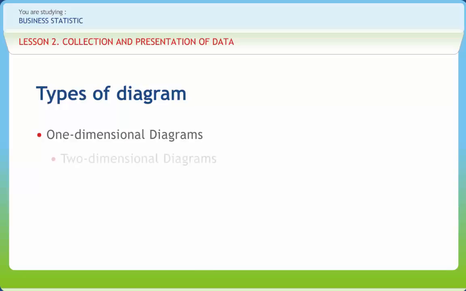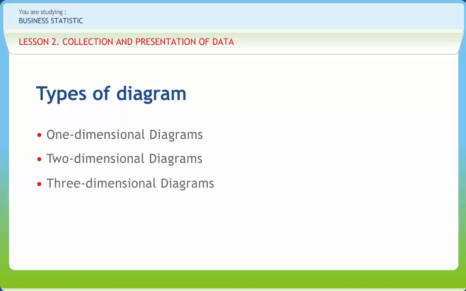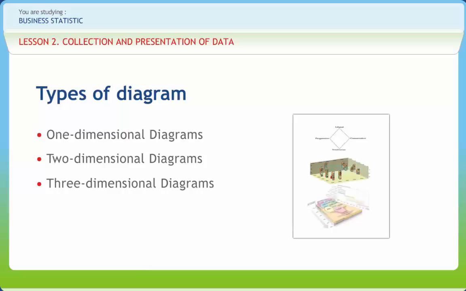In case of a two-dimensional diagram, the value of an item is represented by an area. Such diagrams are also known as surface or area diagrams. Popular forms of two-dimensional diagrams are rectangular diagrams, square diagrams, and circular or pie diagrams. With the help of three-dimensional diagrams, the values of various items are represented by the volumes of cube, sphere, cylinder, etc.